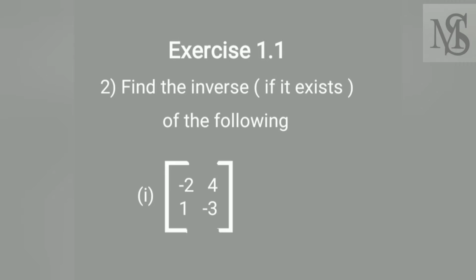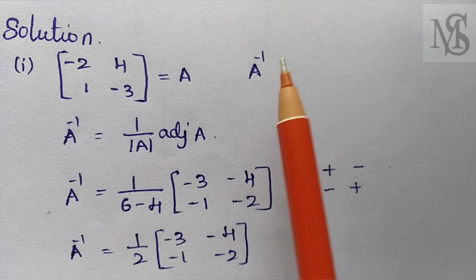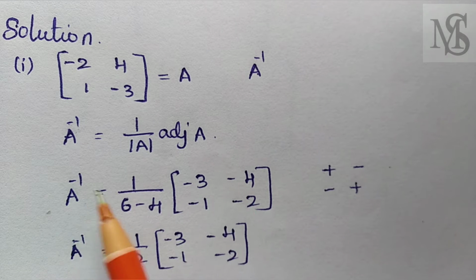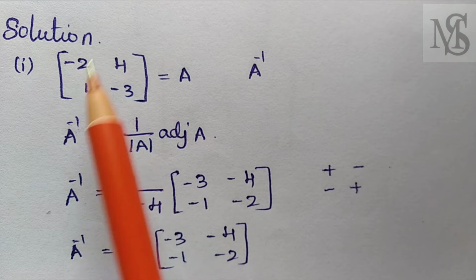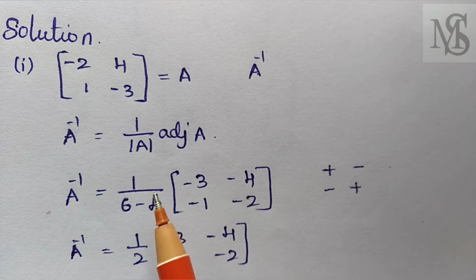Exercise 1.1, second sum. Find the inverse of the following. First subdivision: -2, 4, 1, -3. Solution. In the question they had given a matrix A and we have to find A inverse. A inverse is equal to 1 by modulus A into adjoint A. So A inverse is equal to modulus A values. We have to cross multiply this and subtract. -2 into -3 is plus 6, minus 1 into 4 is 4.